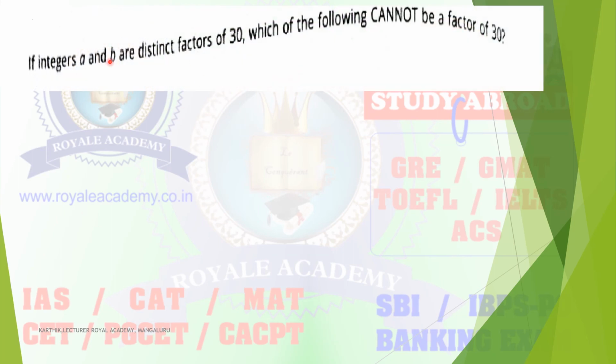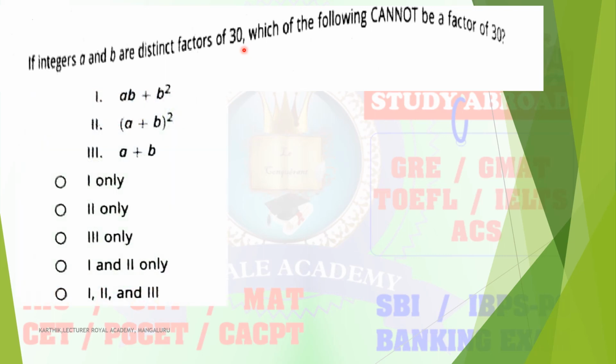Next question. If integers A and B are distinct factors of 30, distinct is nothing but different factors of 30. Which of the following cannot be a factor of 30? So three different expressions are given. So which expression is not a factor of 30? That you have to find out.